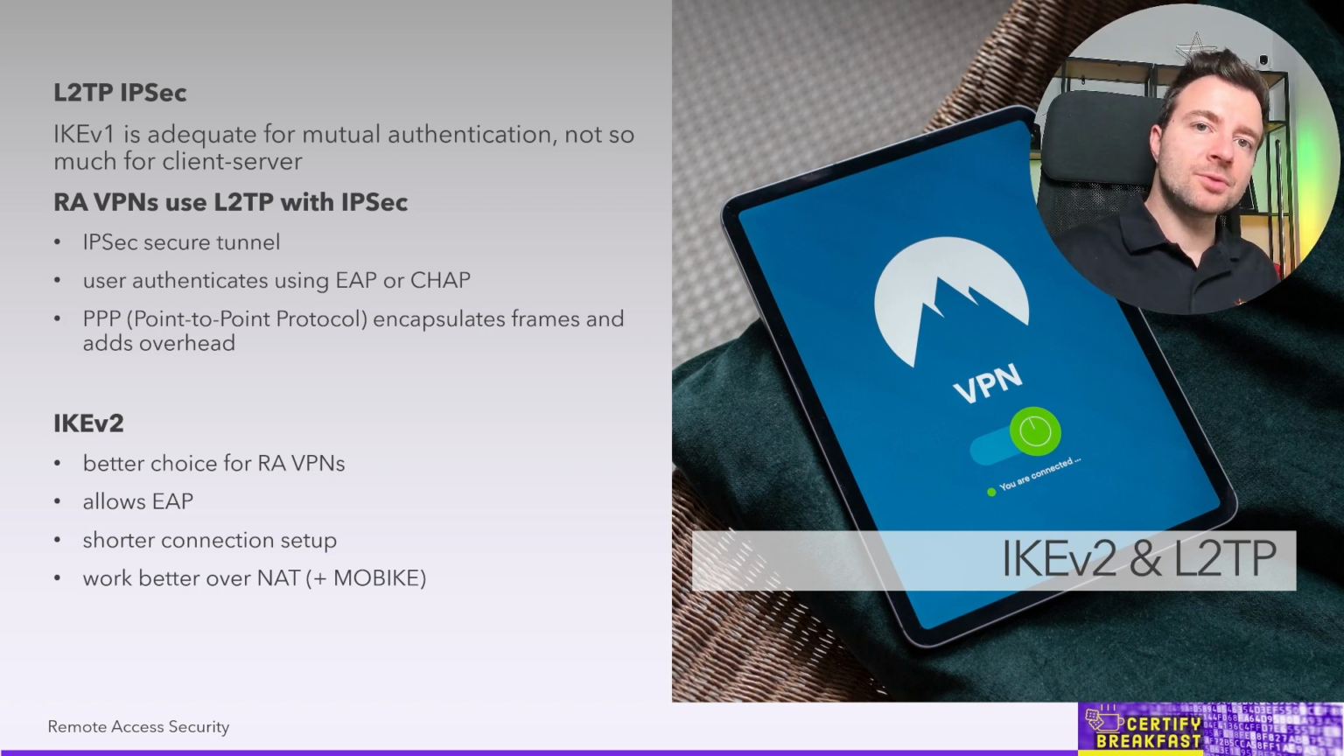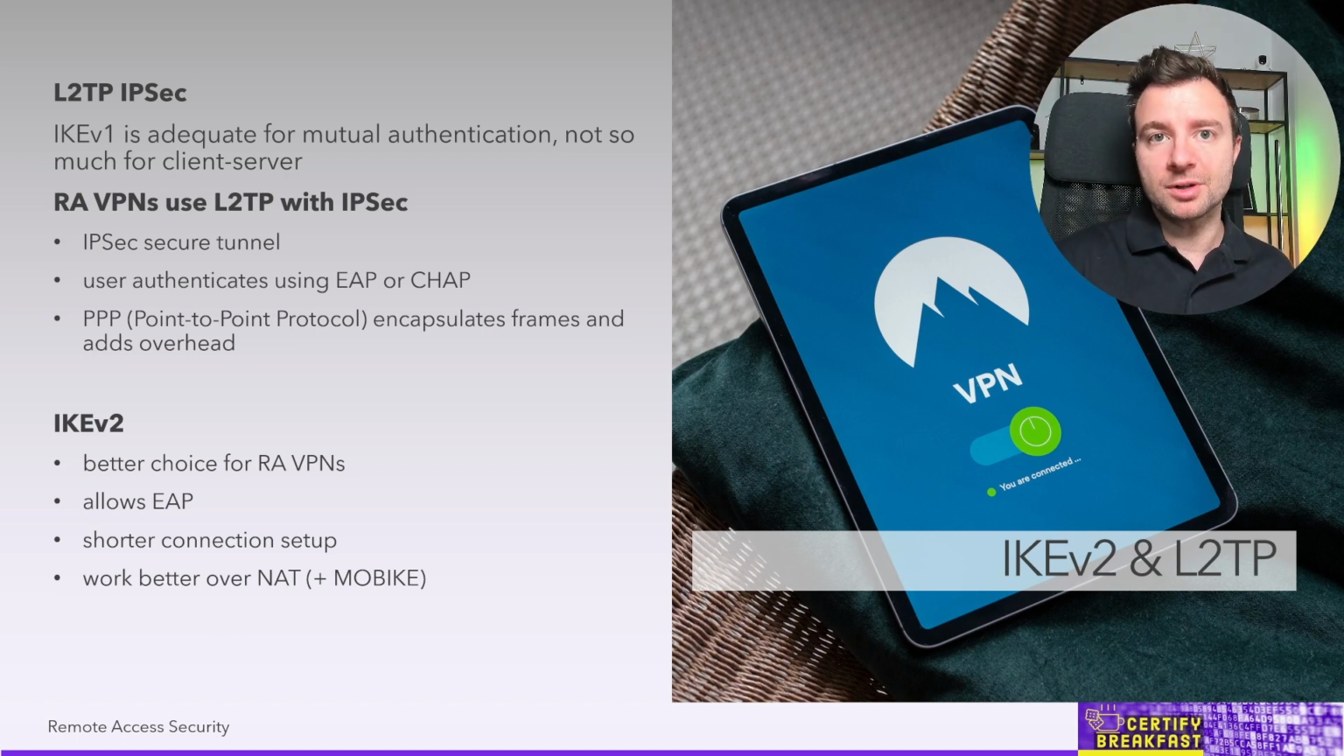Now, an alternative to this combination of protocols is to use IKE version 2, which is an upgrade to the original IKE protocol, better designed for remote access VPNs. It also allows you to choose any EAP-supported authentication method, so you're not just restricted to a pre-shared key, but you can use digital certificates, biometrics, usernames and passwords, multi-factor authentication, whatever you have at your disposal and whatever is supported by the VPN concentrator.